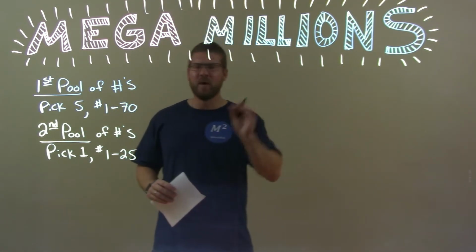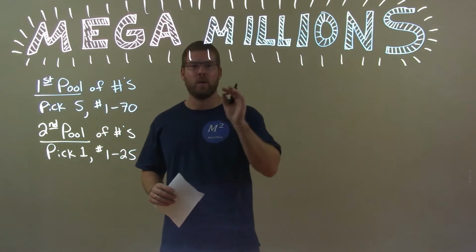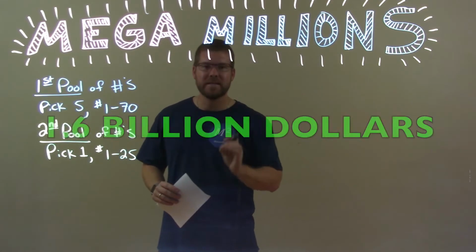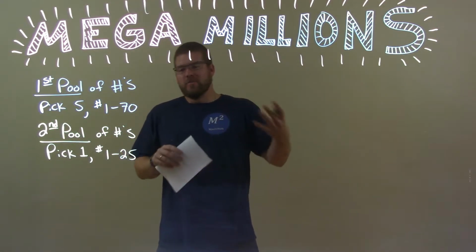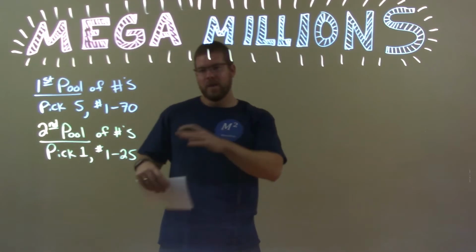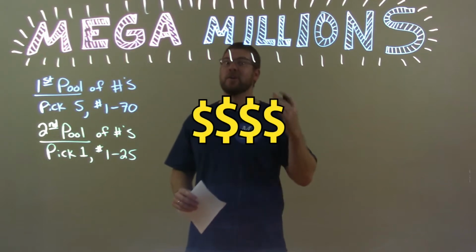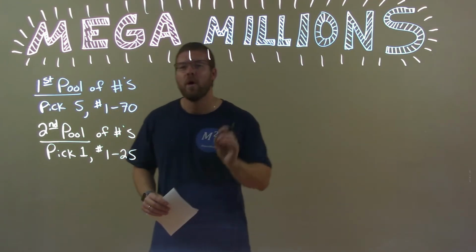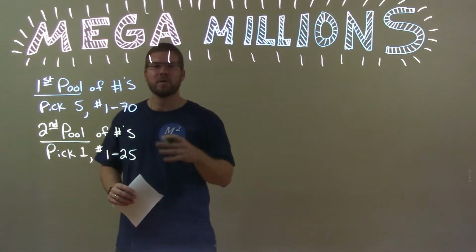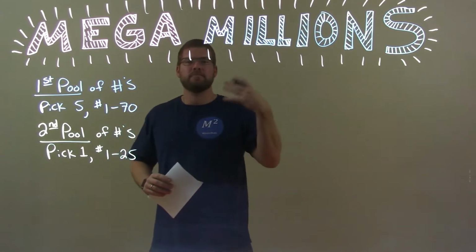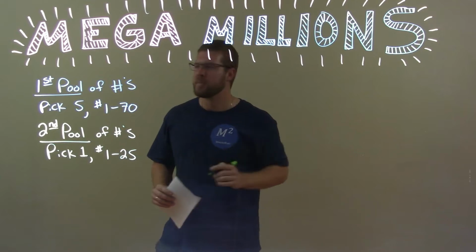Well, right now, the jackpot prize is at $1.6 billion. Now, you know you're not going to get all that, right? There's taxes, you only get the lump sum payment, etc. But still a good amount of money. So what are your odds of actually winning that? Okay, so we're going to show you the math behind winning the Mega Millions.